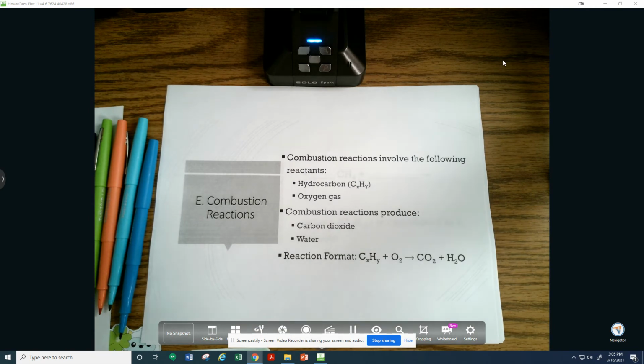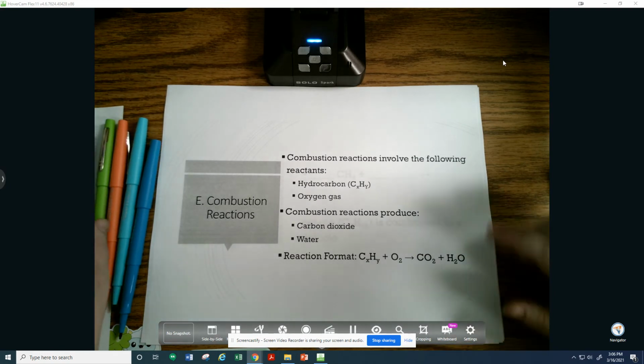So there's one last reaction type we're going to look at today, and that's combustion. Single replacement and double replacement have a lot more detail that go with them, and we'll get into those more and specialize those later on. We're just going to lump these three together because synthesis and decomposition are so similar to one another, and combustion's pretty easy. So combustion has 3 parts.